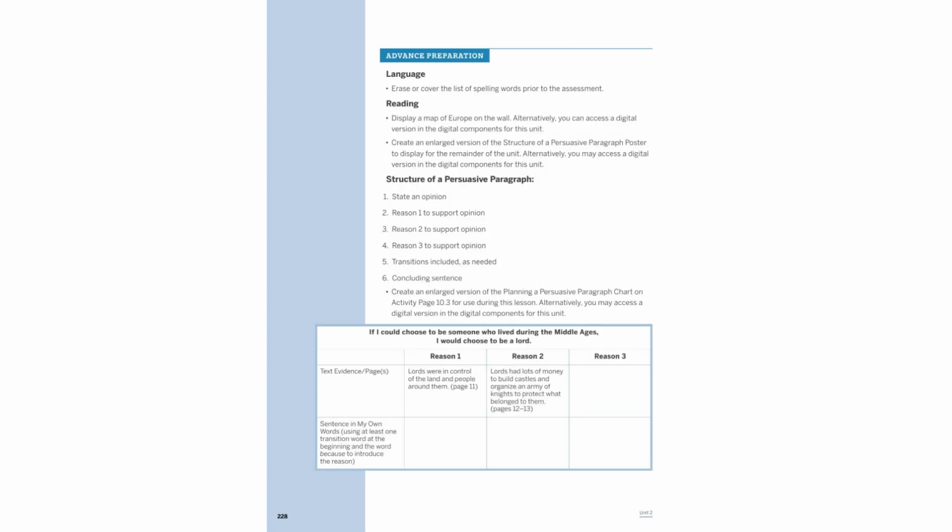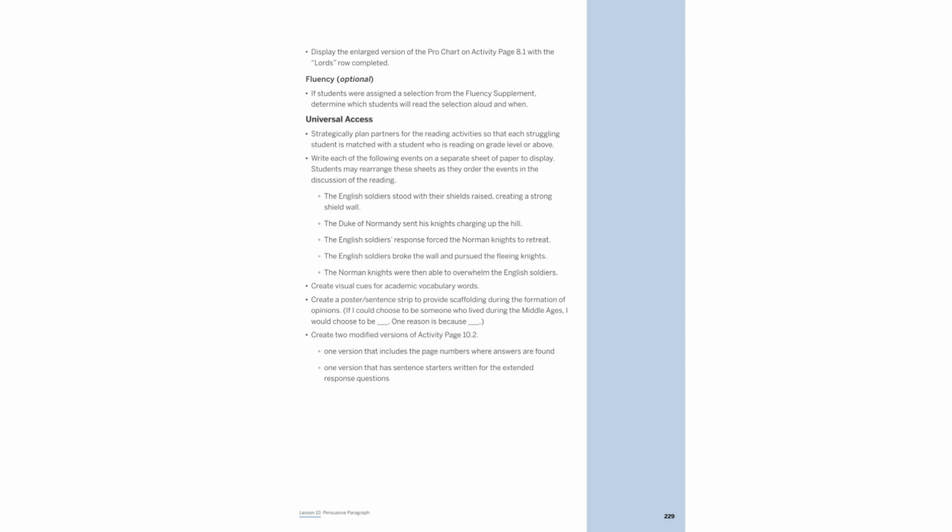To craft a persuasive paragraph, start by stating your opinion clearly. Support it with 3 reasons, such as the control and wealth lords had in the Middle Ages. Use transitions and conclude effectively. For instance, lords controlled land and people, had wealth for castles, and organized armies as detailed on pages 11 to 13. Display the pro chart with the lord's row completed.